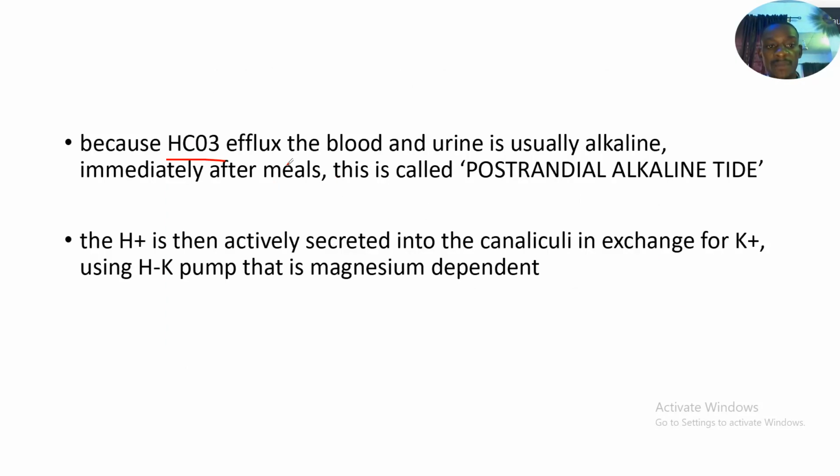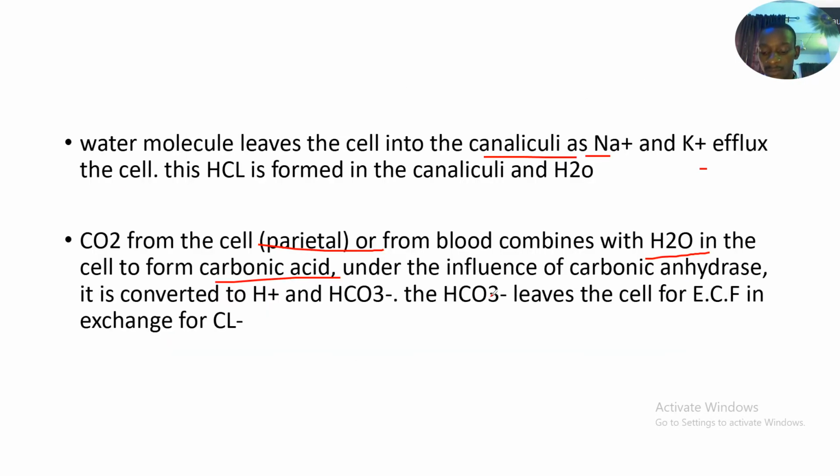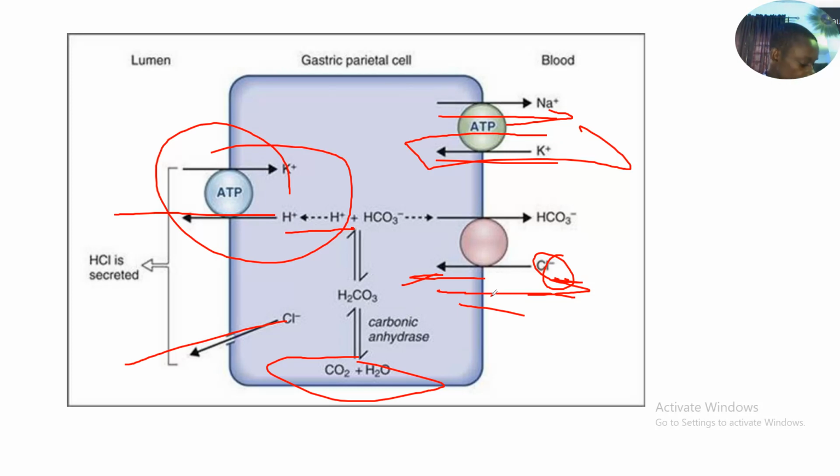Now because of the HCO3 efflux, the blood and urine are usually alkaline. Immediately after meals, this is called the postprandial alkaline tide. Then how about the H? We say that the H is actively excreted into the canaliculi in exchange for K.